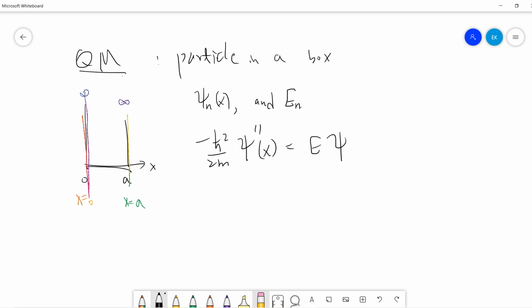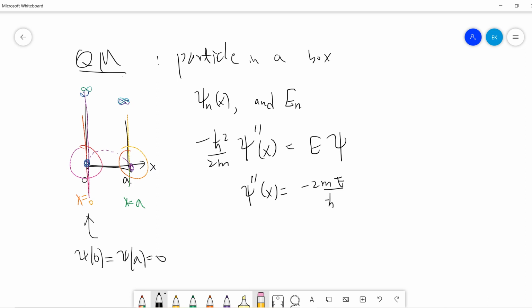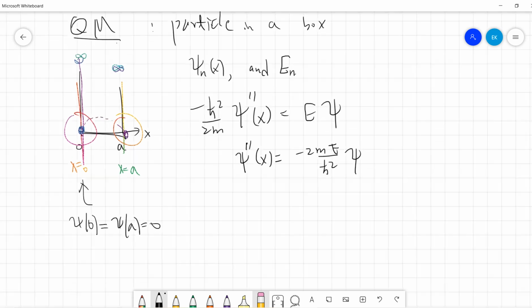So this is inside the box, right? And the boundary condition is basically psi of 0 and psi of a are 0, because the potential is infinity outside, so the wave function must vanish at these two points. So this is phi double prime equals minus 2mE over h bar squared phi.